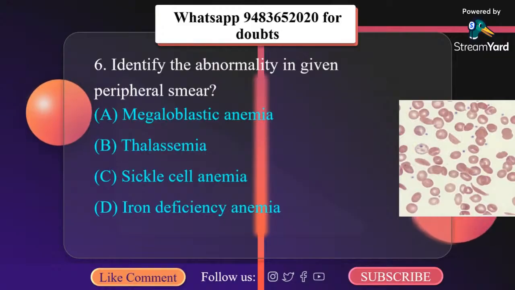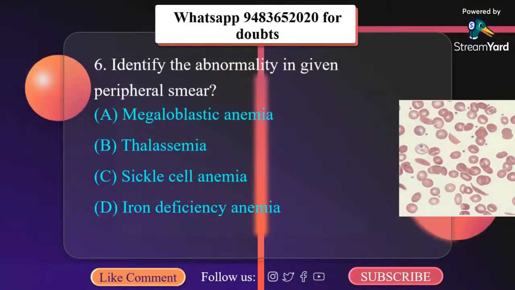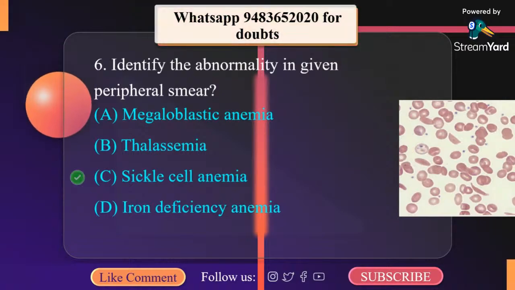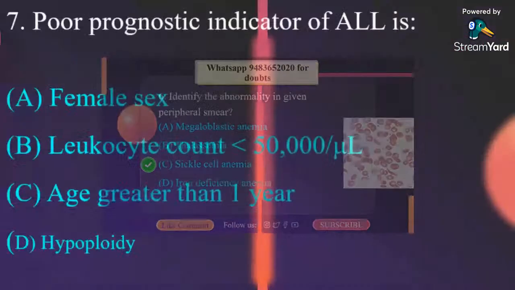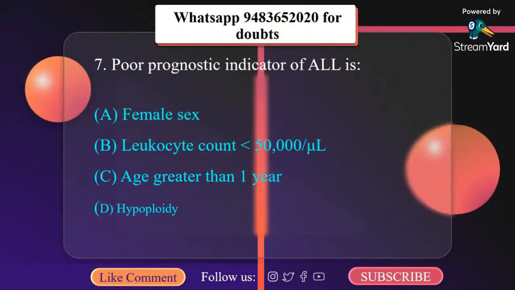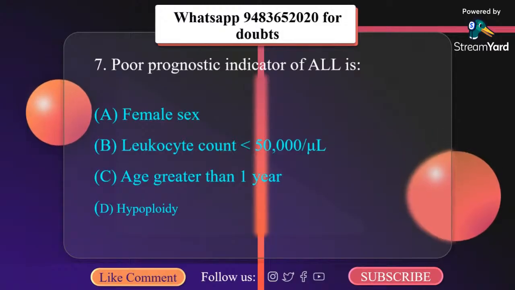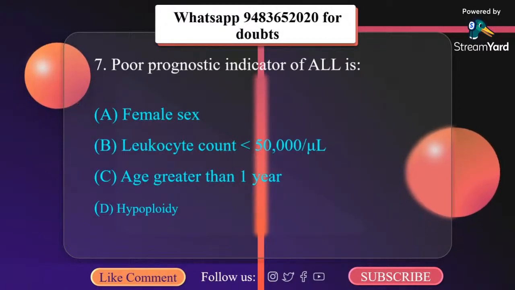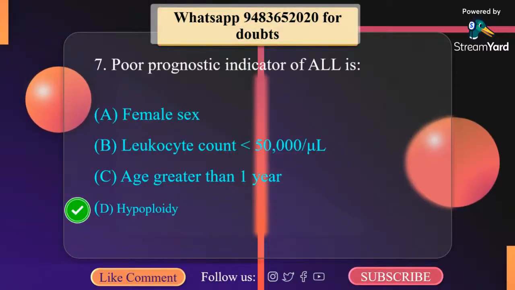And for the abnormal peripheral smear: A. Megaloblastic anemia, B. Thalassemia, C. Sickle cell anemia, D. Iron deficiency anemia. It is sickle cell anemia. Poor prognostic indicator of ALL is A. Female sex, B. Leukocyte count less than 50,000 per microliter, C. Age greater than 1 year, D. Hypoploidy. It is hypoploidy.